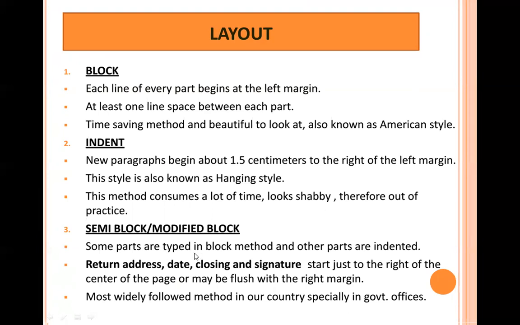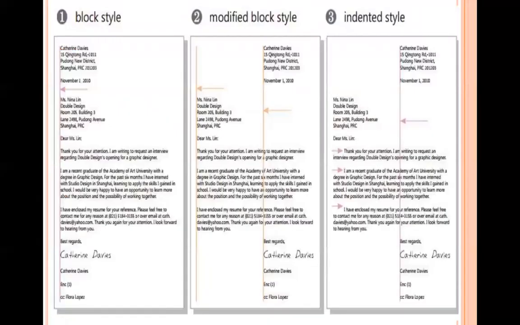Semi-block method means when you modify both, when you mix the block and indent methods, right? Let me show you a picture of this. See this picture? The first picture is of block style, where we find how neatly the things are written and every part of the letter starts from the left margin, and spaces are left when there is a paragraph change. Each section is clearly visible.